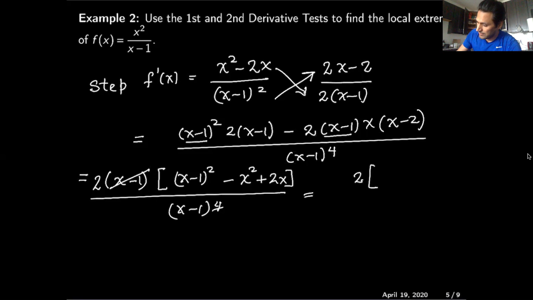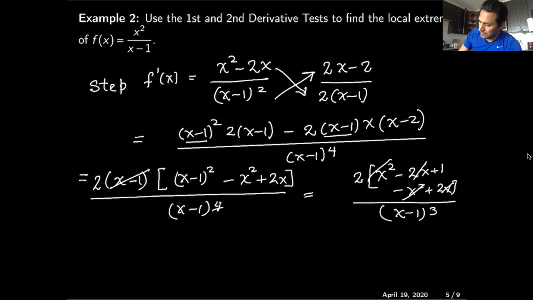And this is going to be x squared minus 2x plus 1 minus x squared plus 2x. The x squared is cancelled with that, and I will be left with (x minus 1) to the power 3. So my second derivative of this function is 2 divided by (x minus 1) to the power 3.